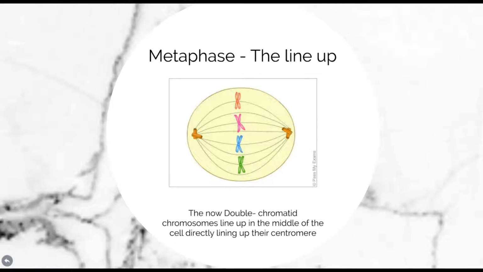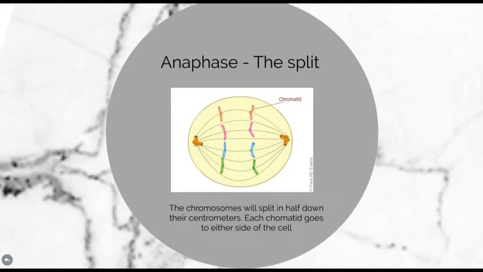Now we're going to talk about metaphase, and this is where the double chromatid chromosomes will line up in the middle of the cell, directly lining up with their centromeres. The second to the last stage is anaphase, and this is where the split occurs. There is a split that will happen half down their centromeres. Each chromatid goes to either side of the cell.